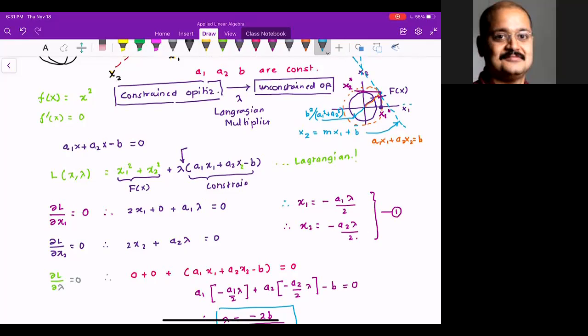You can just change the circle radius, and then you will get lambda 1 and lambda 2. So now here is the basic idea. As many constraints, that many lambdas. Add, take the derivative and equate it to 0.